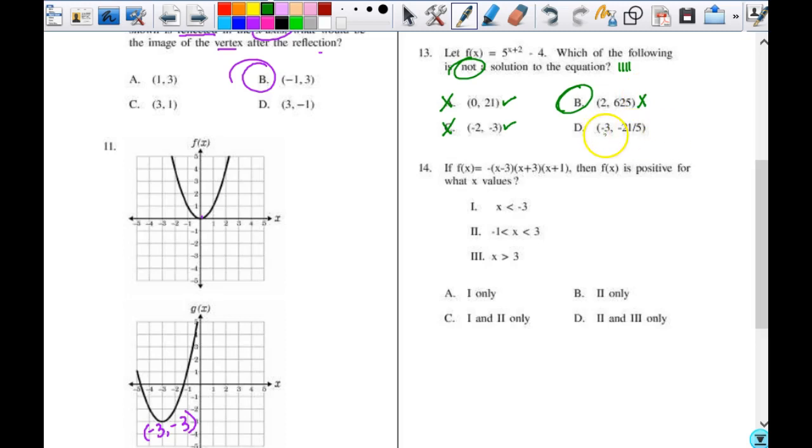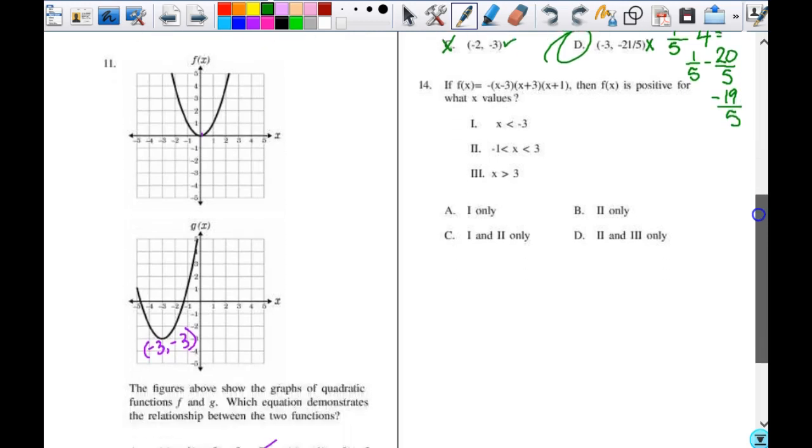So now when I substitute in the negative 3, this is going to give me 5 to the negative 1 power, which is 1/5, minus 4, which is the same as 1/5 minus 20 over 5, which is going to give me negative 19/5, which is not negative 21/5. So this is not an answer, which means D works as well. So there were two right answers on 13.